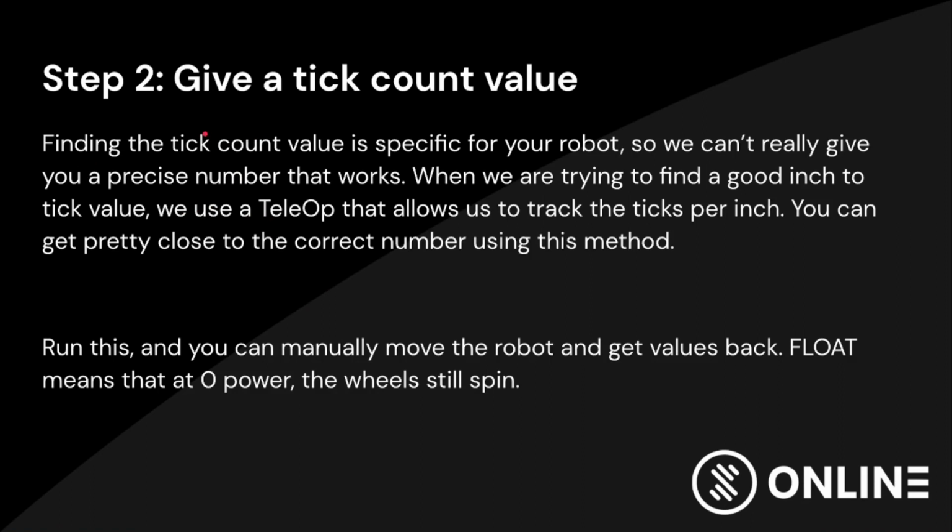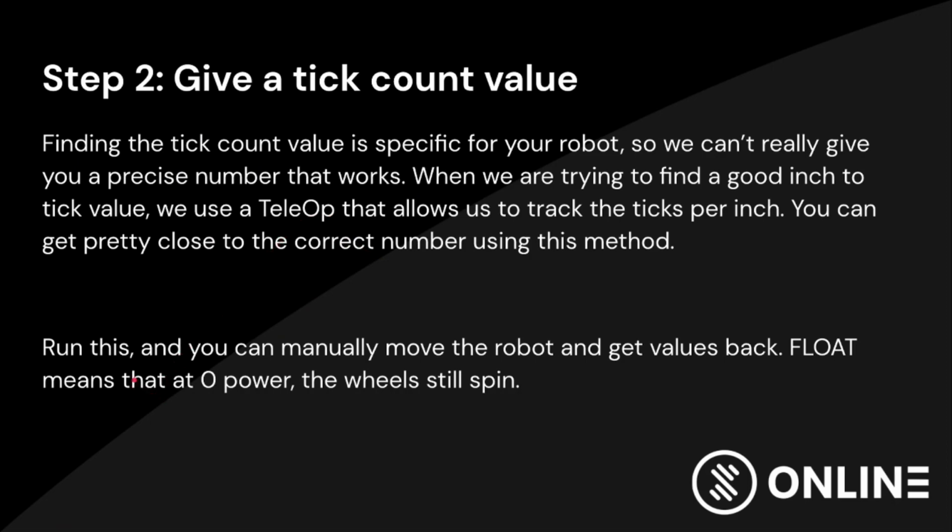Number 2, we're going to give a tick count value. What this means is that we're going to tell it, here's our tick count, now go this many ticks. Finding a tick count value is specific to your robot, so there's not really a precise value that we can give you that will work. However, when we want a really good ticks-per-inch value quickly, without doing any math or figuring out our gear ratios, we use a TeleOp that allows us to manually track the ticks per inch, and you can get pretty close to the correct number using this method.